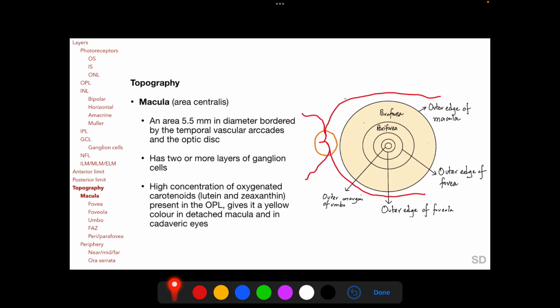The topography of the retina describes the surface features and regions of the retina, and we also need to correlate it with the characteristic features of the layers of the retina in its different regions. The macula is also known as the area centralis, and it is an area 5.5 mm in diameter bordered by the temporal vascular arcades and the optic disc. The macula is characterized by two or more layers of ganglion cells in the ganglion cell layer. A high concentration of oxygenated carotenoids, lutein and zeaxanthin, are present in the outer plexiform layer of the macula, giving it a yellow color, particularly when the macula gets detached and in cadaveric eyes.